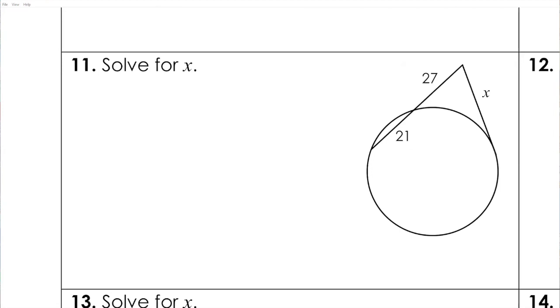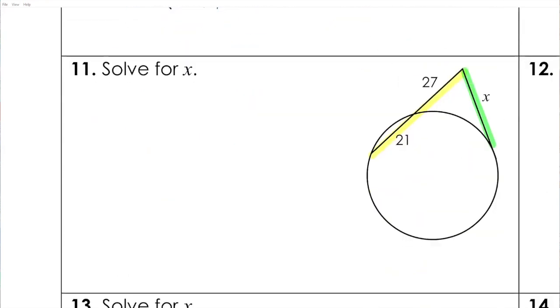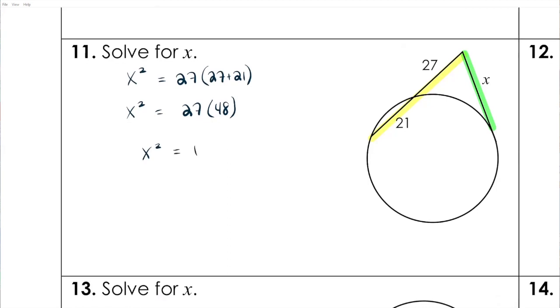So let's start off with an easy quadratic before we have to start factoring trinomials, FOILing, and all that fun stuff. We've got a secant. We've got a tangent. How do we know the x line is a tangent? Good, it touches our circle at 1 point. So x squared is 27 because that's what's outside times the full length of the line, 27 plus 21. X squared is 27 times 48. And hopefully that's not going to leave us some weird number that we've got to factor down. But we get x squared is 1296.